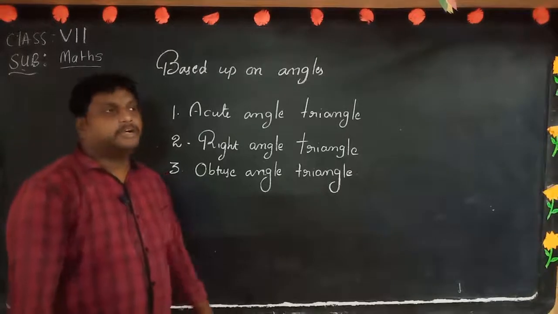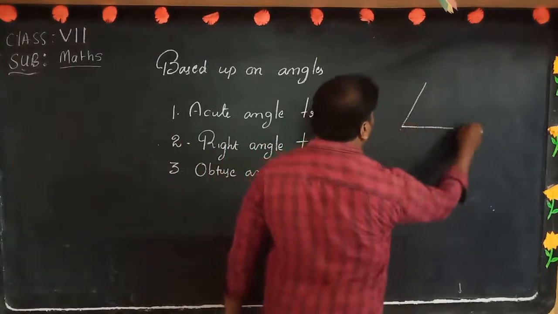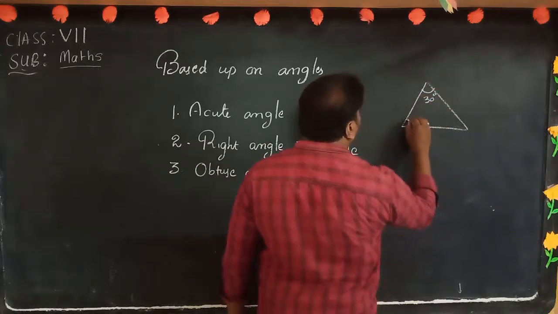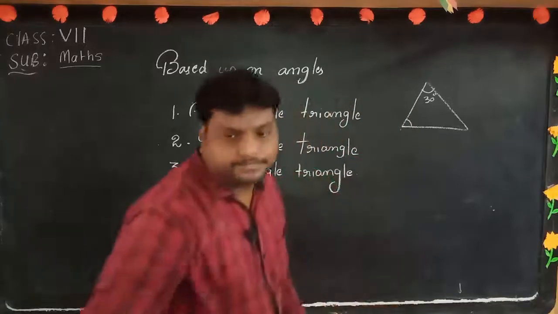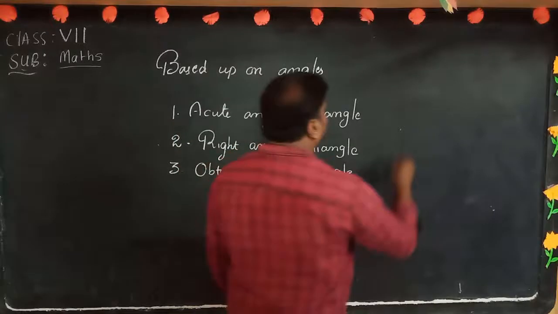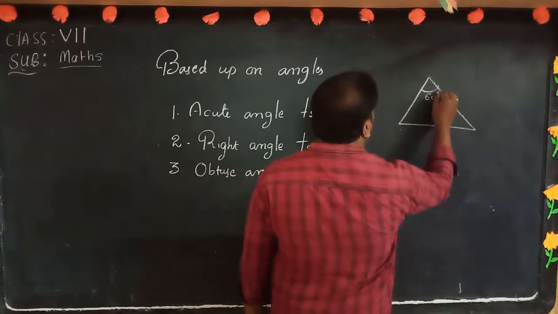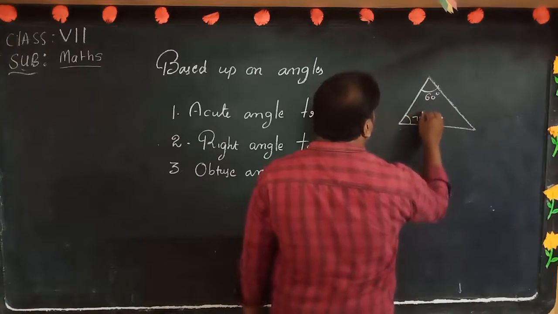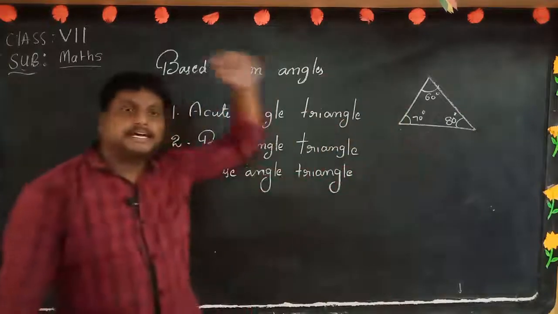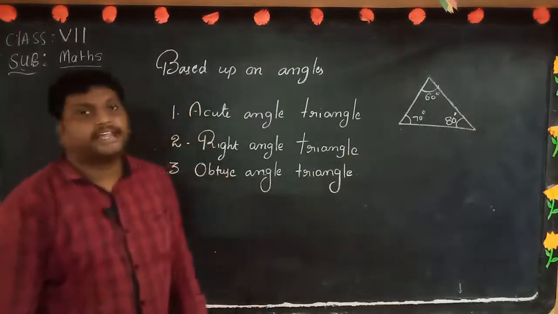Acute angle is nothing but the angle between 0 to 90. Here this is 30 degrees, this is 60, this is 70, this is 80. Means 3 angles are below 90 degrees. So first one is acute angle triangle.